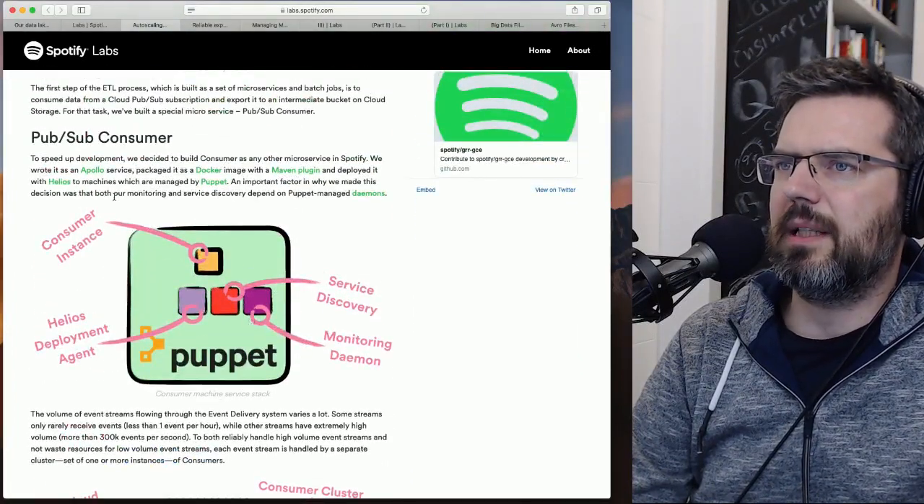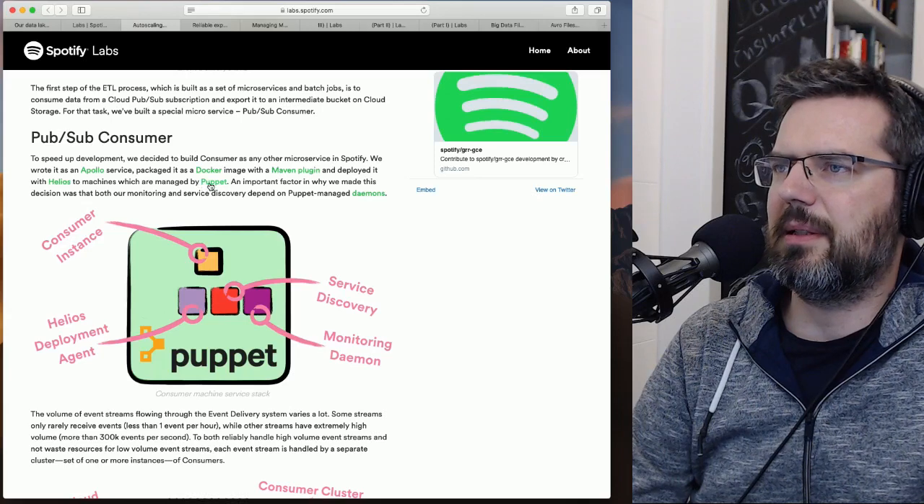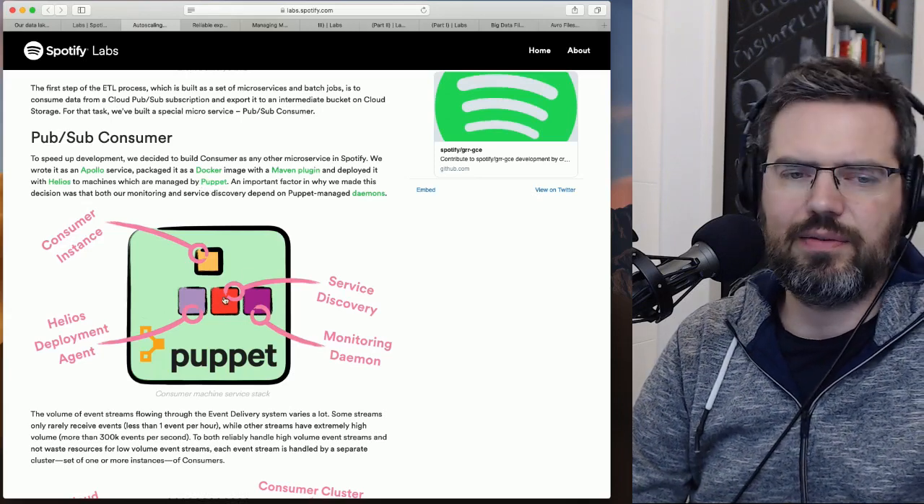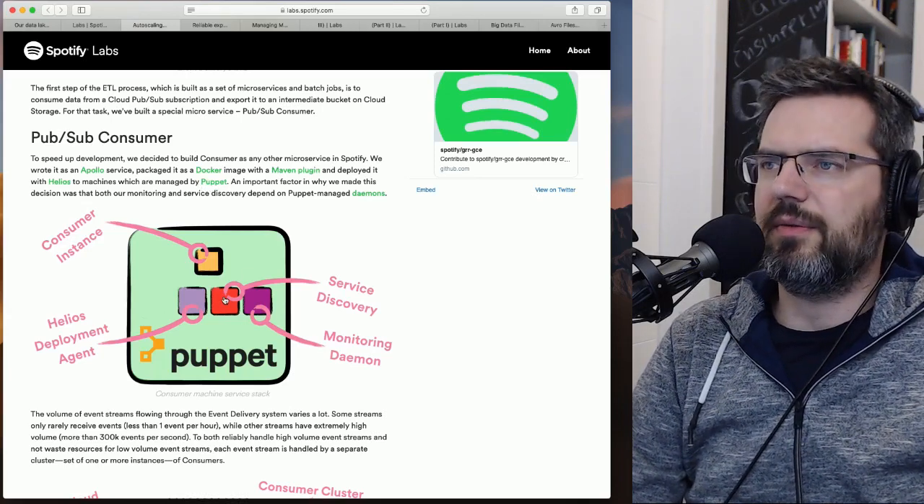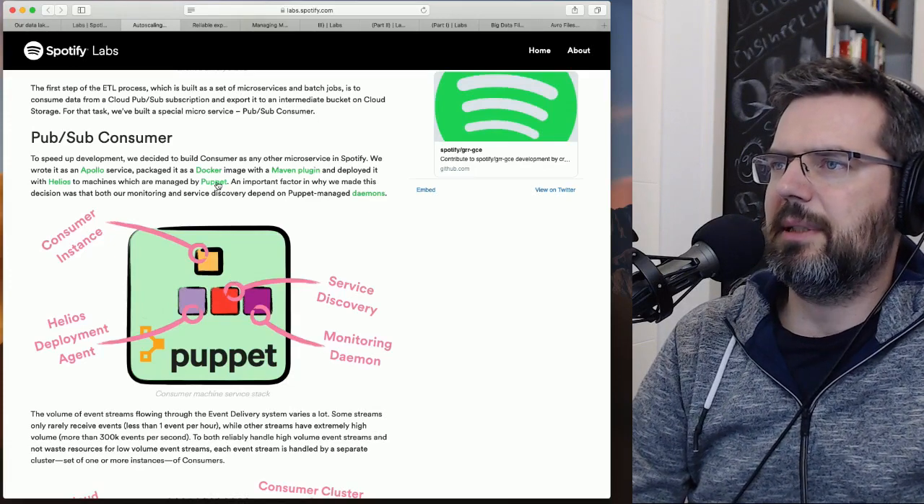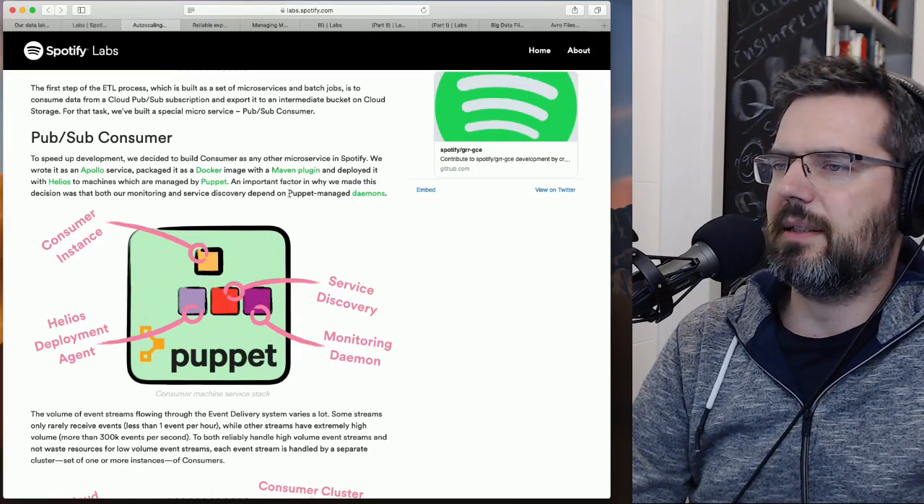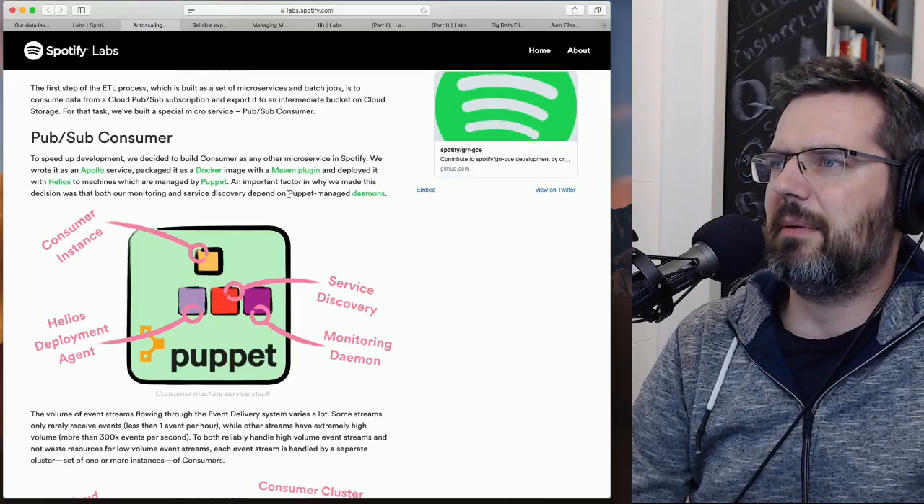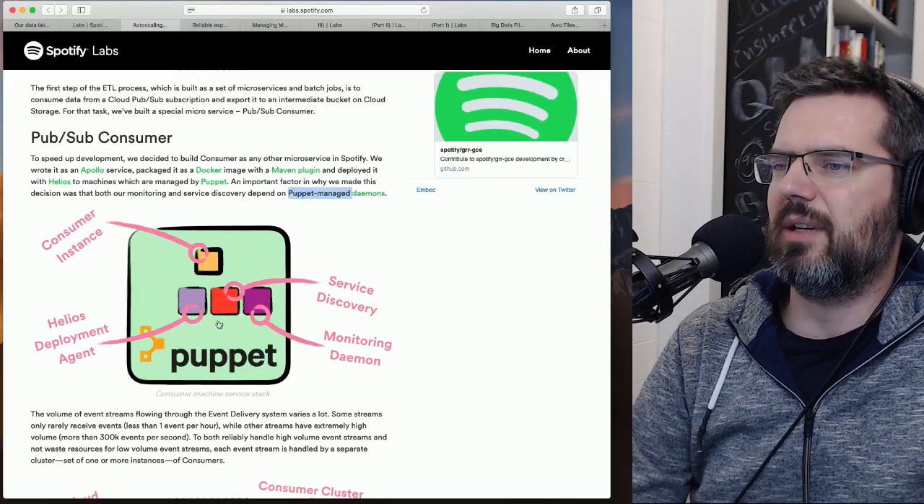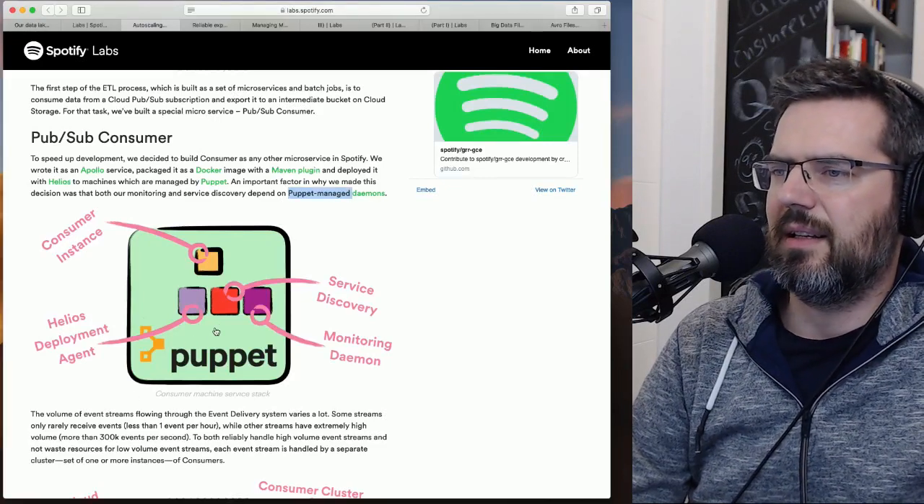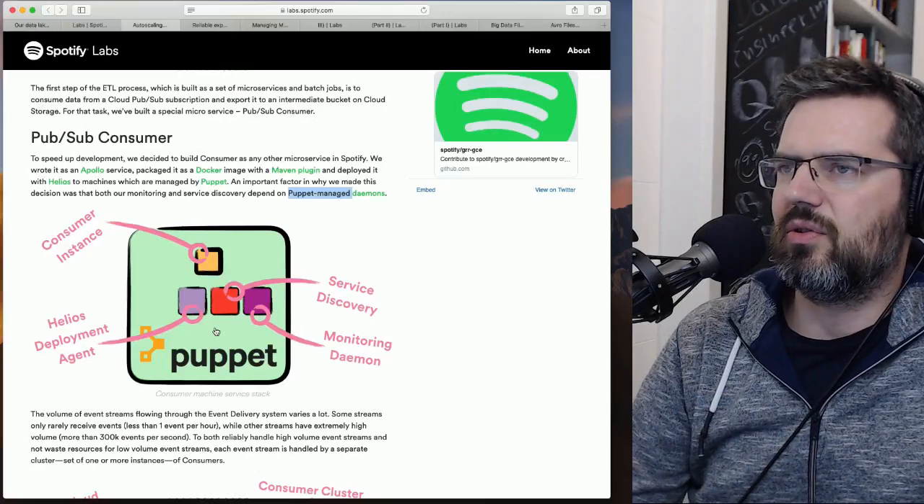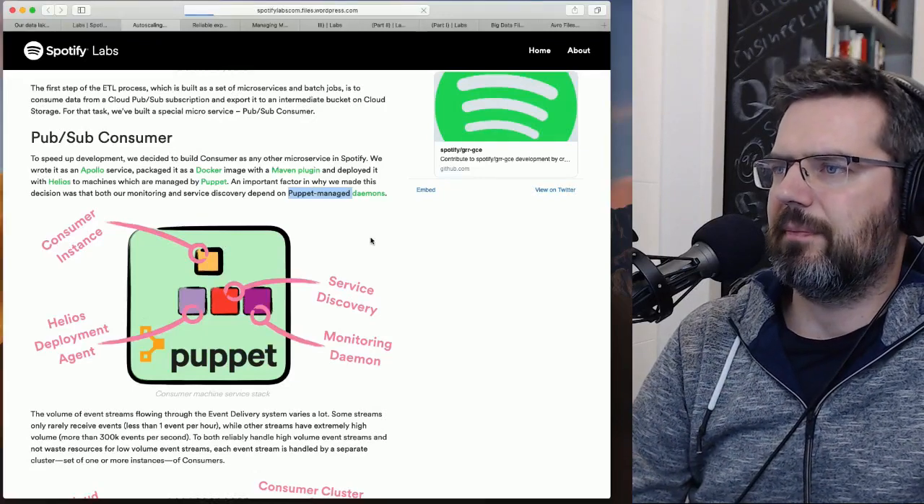Puppet. One interesting thing is Puppet. They are managing a lot of systems or a lot of tools with Puppet. I guess you have Puppet-managed daemons, and this is more or less a configuration tool as I understand it.